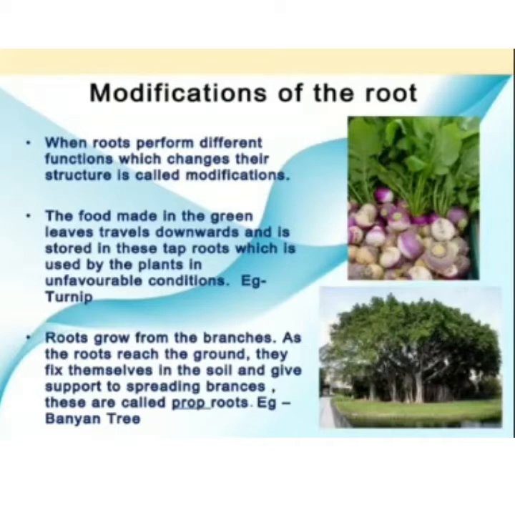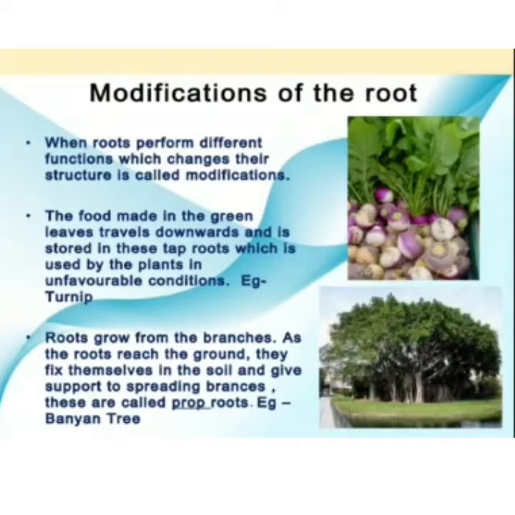We can see so many examples of this type of root modification. Their examples are radish, turnip, carrot. These are all modifications of roots. We can say that it is not a stem, it is an actual root. The turnip is also a modification of root, carrot is also a modification of root, and radish is also a modification of root. Roots also grow from the branches.